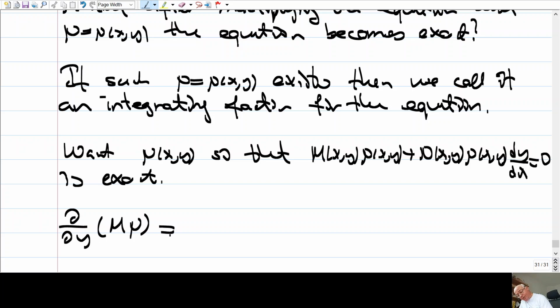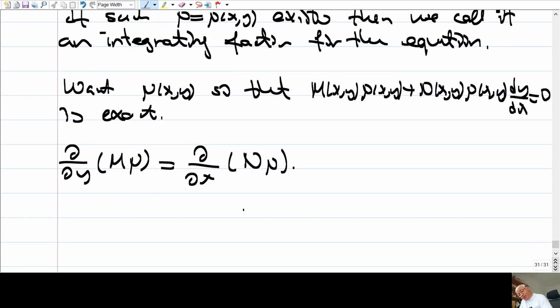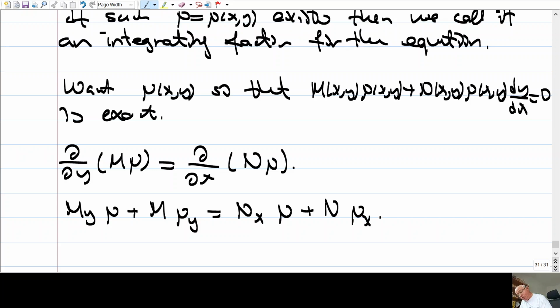The y derivative of this should be the x derivative of this. Now, if you take derivatives of both sides, you see they are both functions of x and y. So we just apply the chain rule. Derivative of this with respect to y is what? M sub y times mu plus M times mu sub y. And this is the derivative of this with respect to x, N sub x times mu plus N times mu sub x.